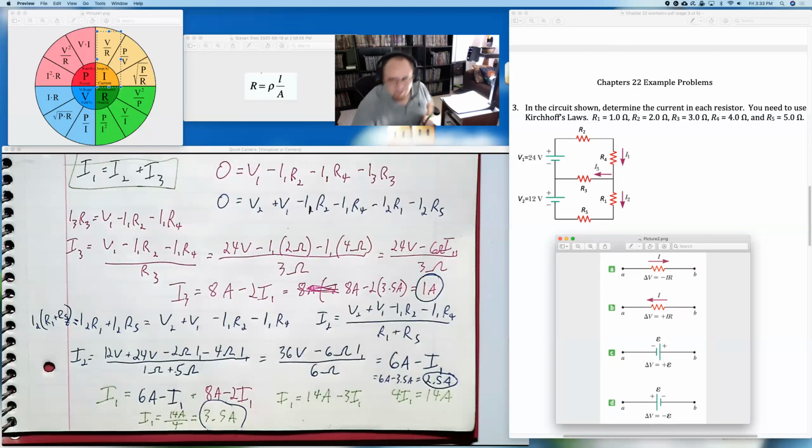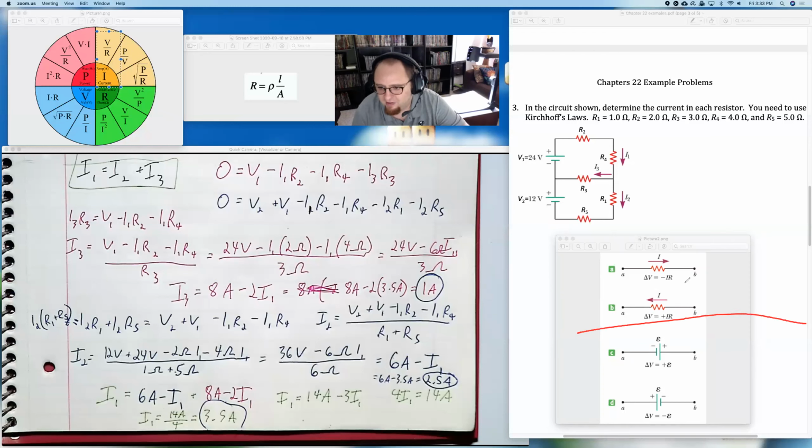So this is the annoying thing, is that resistors and batteries have different rules for this. This figure assumes you're going from A to B. So when you go with the current, it's a negative IR. When you go against the current, it's a positive IR. Batteries don't care which way the current is. They drive the current. They decide such things. For batteries, it's positive when going from negative to positive, and negative when going from positive to negative.